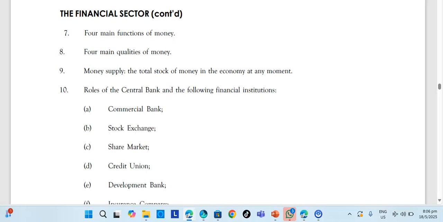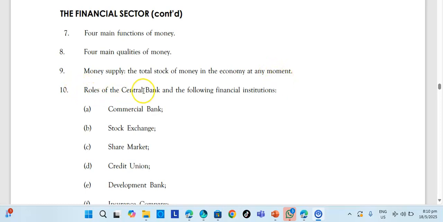Now we're going to look at money supply, the total stock of money in the economy at any moment. What is money supply? Money supply refers to the total amount of money available in an economy at a specific point in time. This includes all the money that people have in their hands, cash, deposited in banks, savings, and checking accounts, that can be easily used for spending or investment. So when we talk about money supply, it is the total stock of money in the economy at any moment.